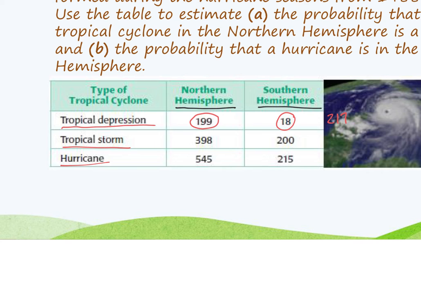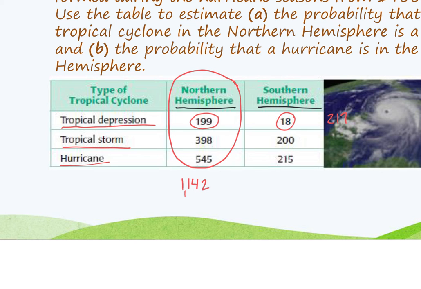Now, what if I said, what is the total number of storms, whether it's depressions, tropical storms, or hurricanes, in the northern hemisphere? What's the total number? 590. Nope. Not of tropical. In the northern hemisphere, what are the total number of storms, doesn't matter which kind? 1,142. How'd you get that, Janellis? I added all of the northern together. You added all of the northern together. Do you guys see that?